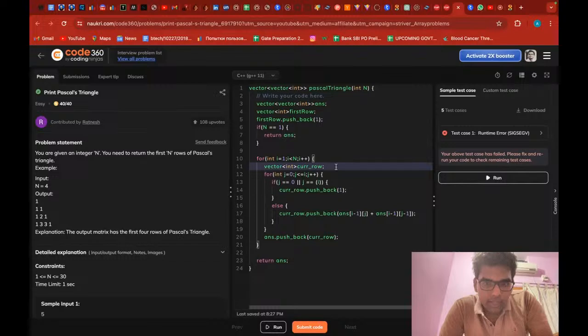So what we are doing is, current row we have added, and if j is equal to 0, just push back. If j is equal to i, then again push back. And if i is equal to 2, then what you're doing is moving till, so basically you're doing 1. In this case what you're doing is answer plus answer of i minus 1.